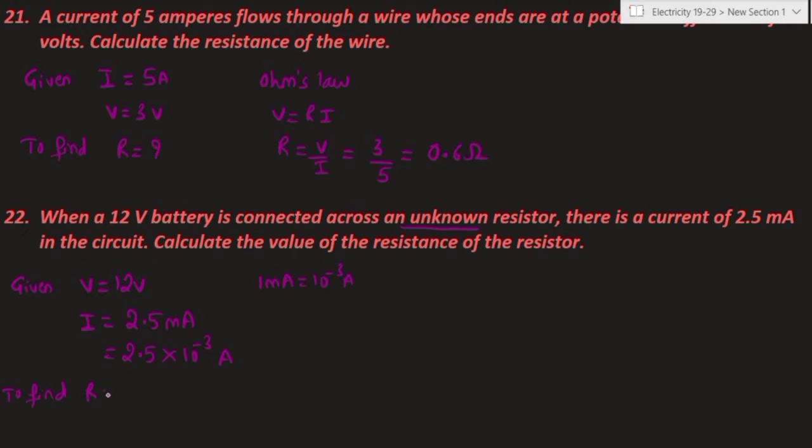To find the electrical resistance R, by Ohm's law, V is equal to R into I. So therefore R is equal to V divided by I. Therefore R is equal to 12 divided by 2.5 into 10 to the power minus 3. How can I write this? When 10 to the power minus 3 goes to the numerator, it becomes 10 to the power 3, and 2.5 I can write as 25 by 10, and again 10 goes to the numerator.